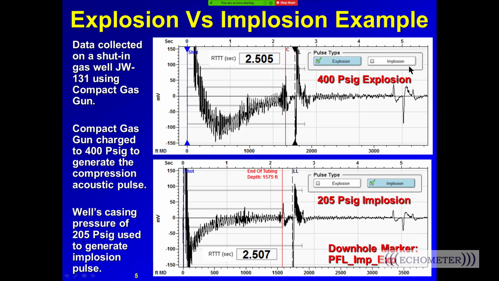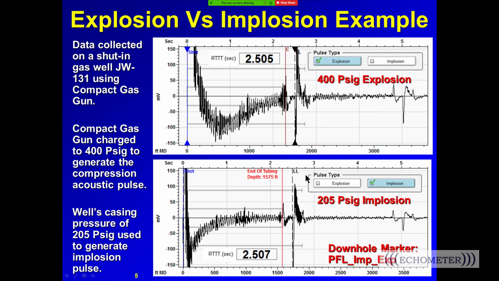Now this is a gas storage well near Pittsburgh, Pennsylvania, and we've done a class on the gas storage well on how to analyze fluid level shots. And we talked about implosion shots and explosion shots, and typically in a gas storage field, your casing pressure and tubing pressure would be high, and you would often do an implosion pulse.